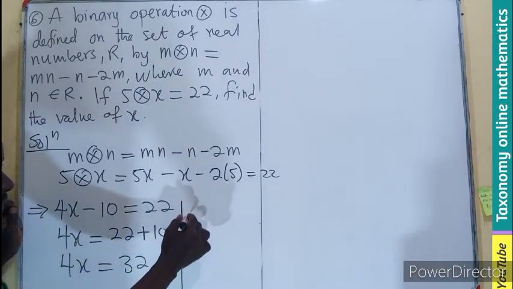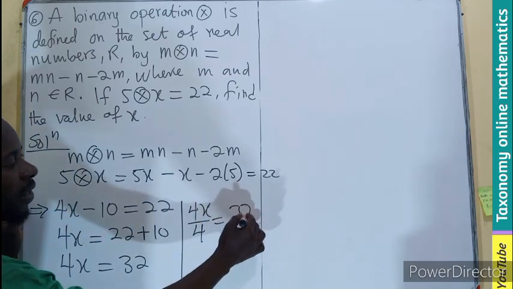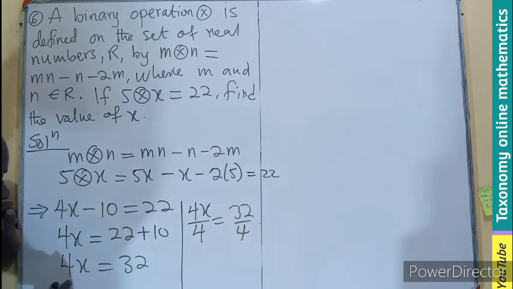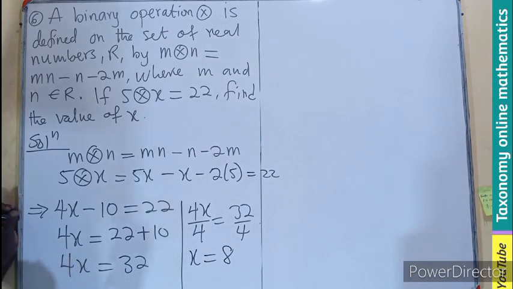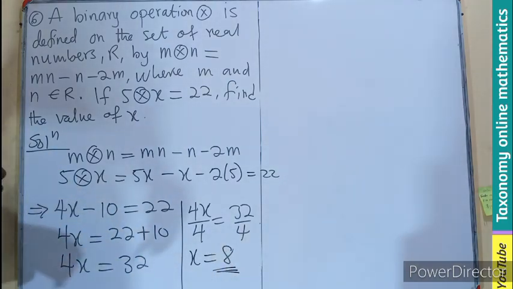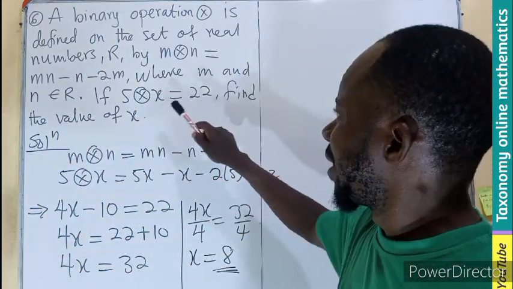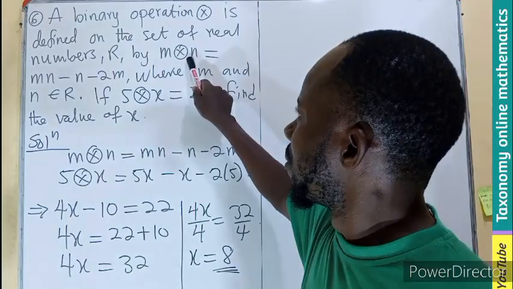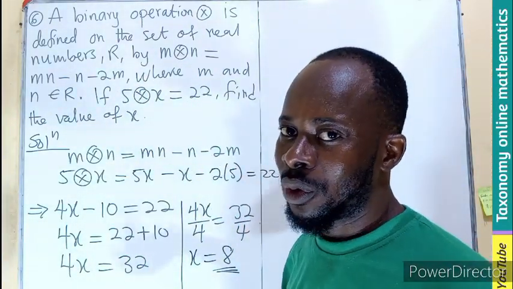And that will mean 4x divided by 4, 32 divided by 4. We want to find x, so we divide by the coefficient. That will mean x is equal to 8, meaning the value of x that we are looking for is just 8. That means if you take 5 times 8, defined on this, your answer will be 22. That's the meaning.